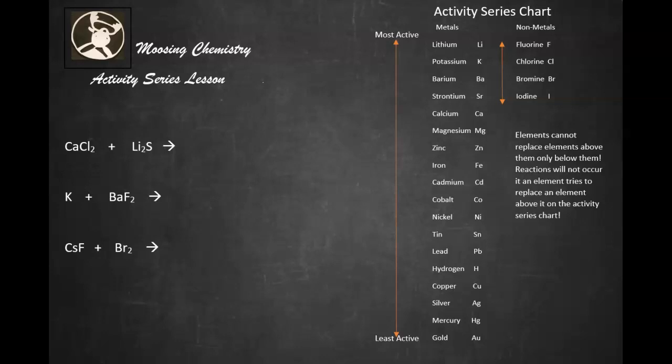How do we know this? Well, we look at this activity series here. Okay, if you look at the metals on the activity series, you'll notice that lithium is the most active and gold is the least active. And the nonmetals, fluorine is the most active and iodine is the least active. Okay, so elements cannot replace elements above them, only below them. Reactions will not occur if an element tries to replace an element above it on the activity series chart. So this is an important statement to remember.